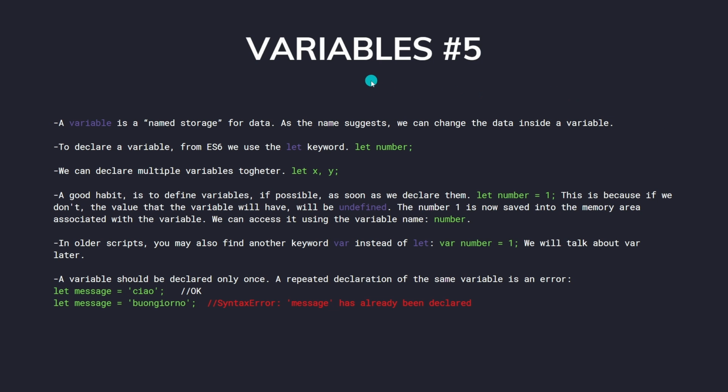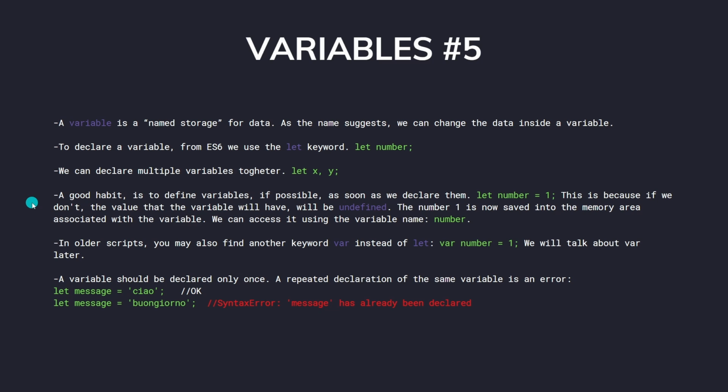What is a variable? A variable is a named storage for data. As the name suggests, we can change the data inside a variable. How do we declare a variable? Well, to declare a variable from ECMAScript 6 we use the let keyword, for example let number. We can declare multiple variables together, for example, let number, x, y.